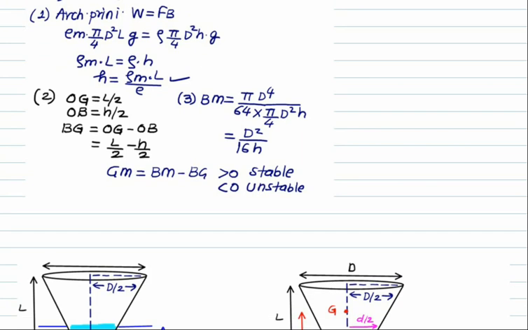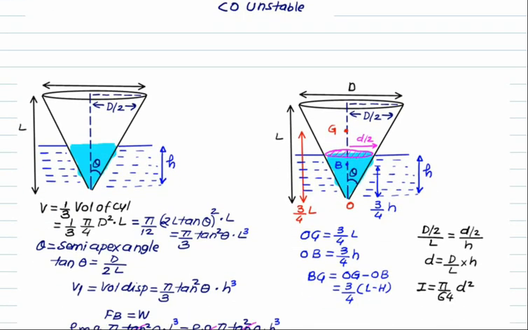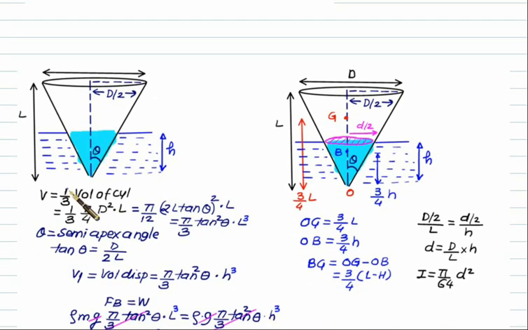In the case of a cone, the volume displaced here is 1/3 of the volume of the cylinder. So you have to enclose this in a cylinder form, and take 1/3 of that, which is the volume of the cone. And in this case the CG will lie at 3 by 4. That care you have to take. In the case of a cylinder it is 1 by 2, and in the case of a cone it will be equal to 3 by 4.